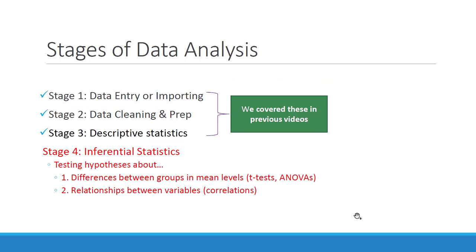In terms of our stages of data analysis, we've gone through Stage 1, data entry or importing our data via SPSS. Stage 2, we've learned about data cleaning and preparation for analyses. We've also covered Stage 3, which are your descriptive statistics. Now we're in Stage 4, and today we're going to talk about inferential statistics, and specifically talking about types of statistics that will allow you to test hypotheses about differences between groups in terms of their mean levels, and relationships between variables.